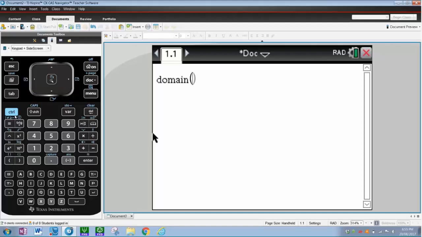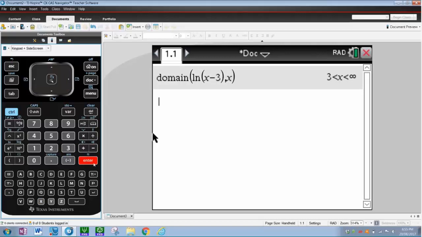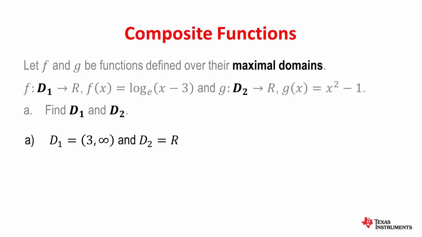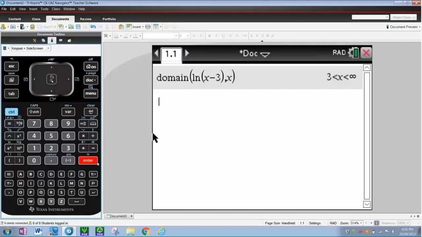Now, there is a quicker way to type log e, and that is the ln command. You get ln by pressing control and e to the x. Then you type x minus 3, close the bracket, comma x. Hit enter, and we get a domain of x is greater than 3 and less than infinity. When you write that on your paper, you can say x is an element of (3, infinity), surrounded by round brackets. Likewise, we'll want to look at the domain of g of x.